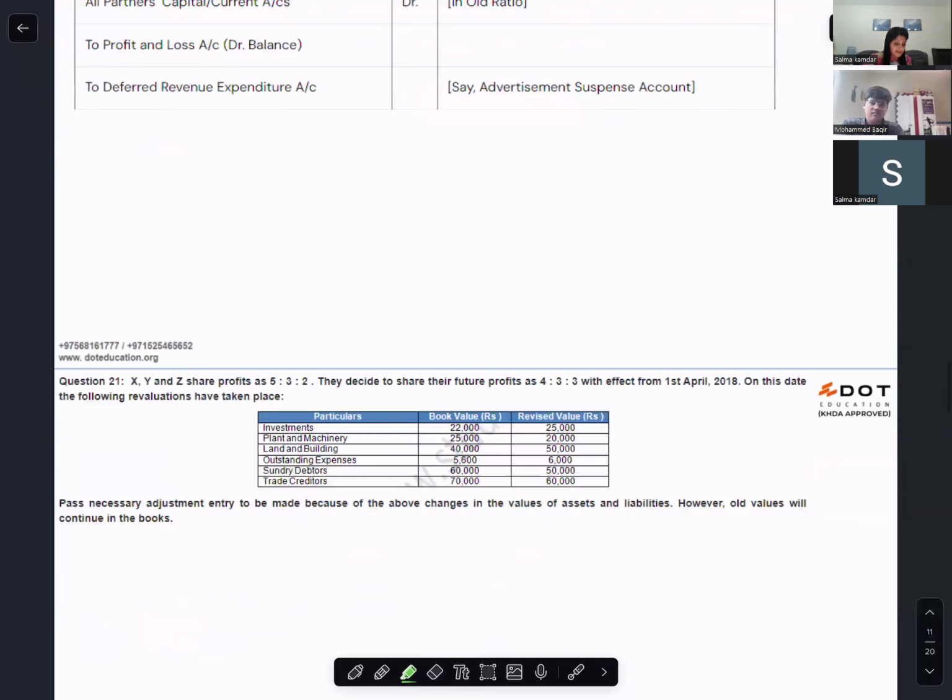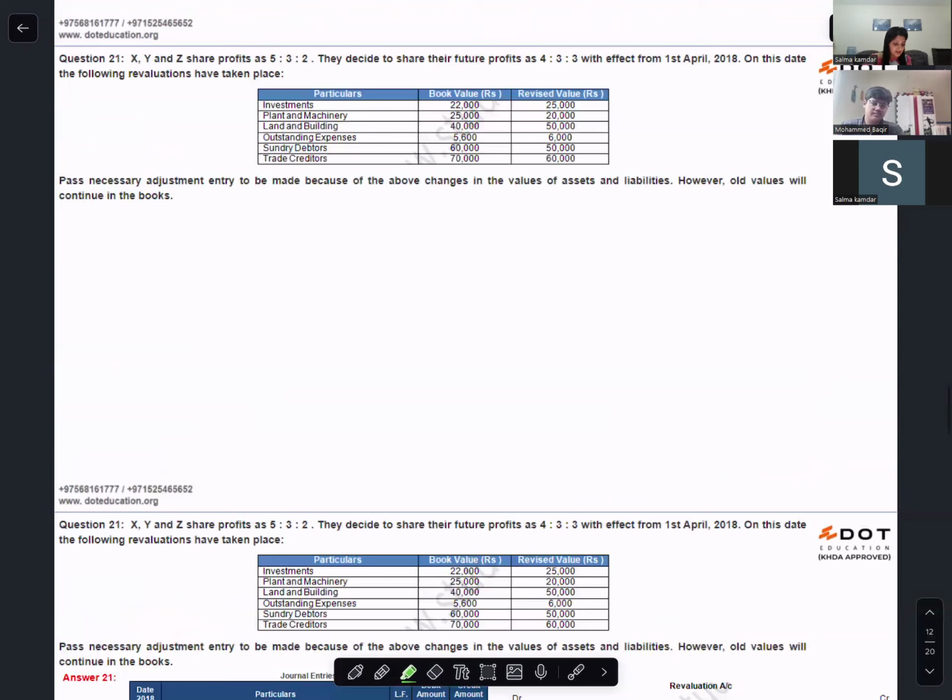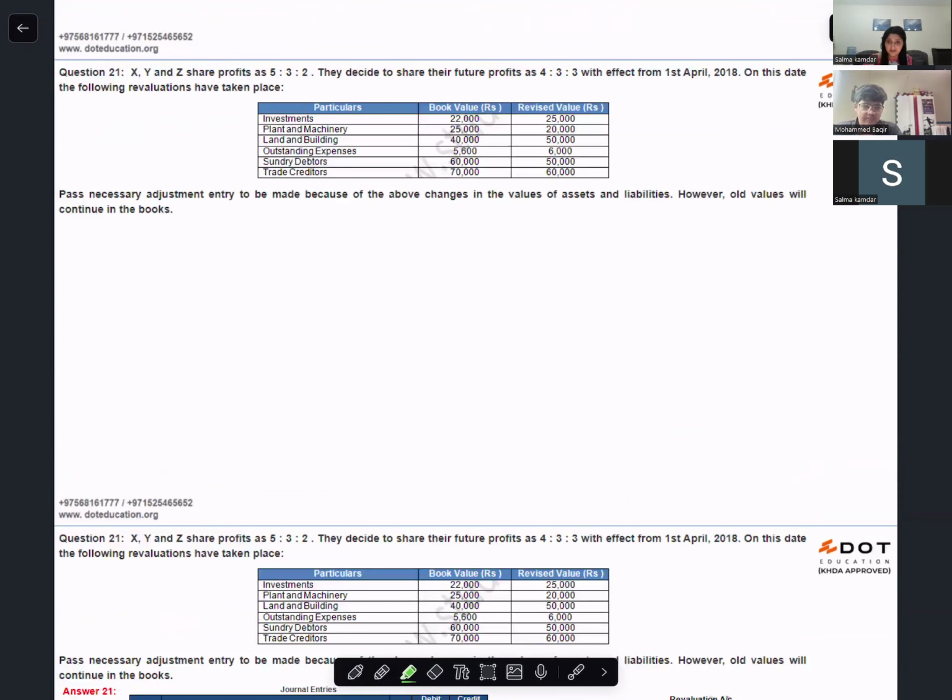So now we are doing the sums related to revaluation of assets and liabilities. Are you with me? Yes, ma'am. When you are revaluing your assets and liabilities, there are two things that you need to consider. What are the two things that you need to consider?